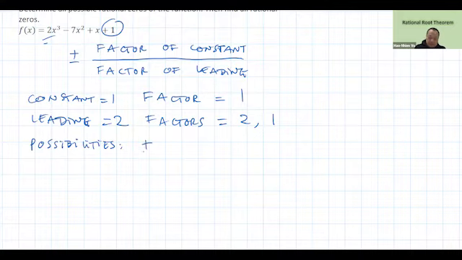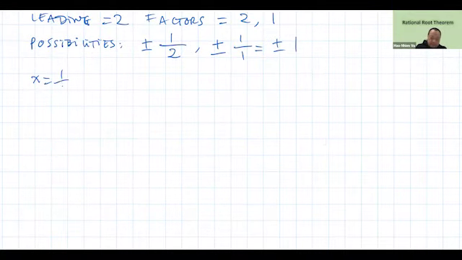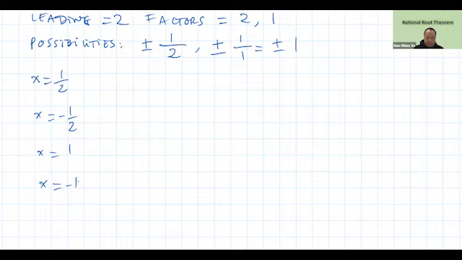So the possibilities are plus or minus 1 over 2 and plus or minus 1 over 1, which is just plus or minus 1. So there are 4 numbers to check: x equals 1/2, x equals -1/2, x equals 1, and x equals -1. And just as a reminder, the function is 2x cubed minus 7x squared plus x plus 1.